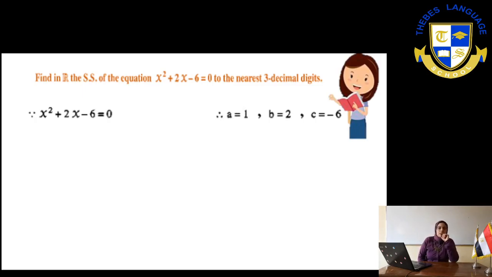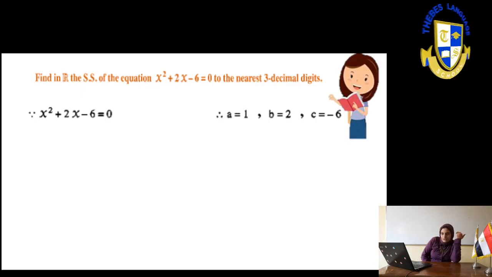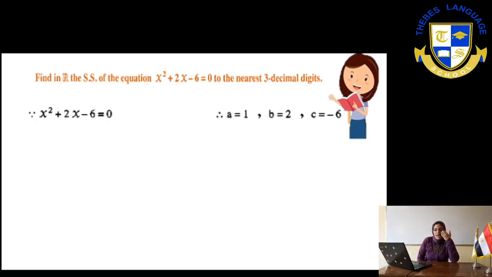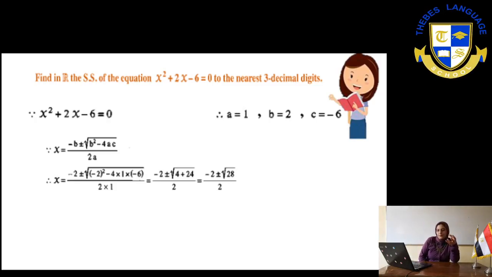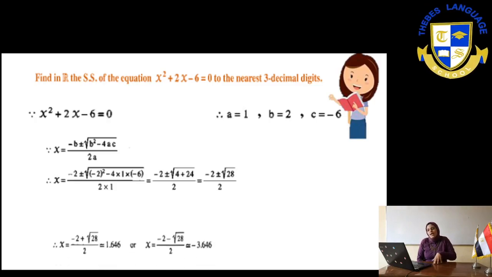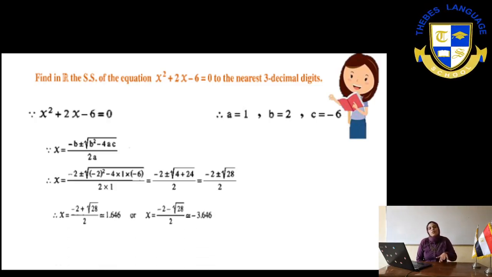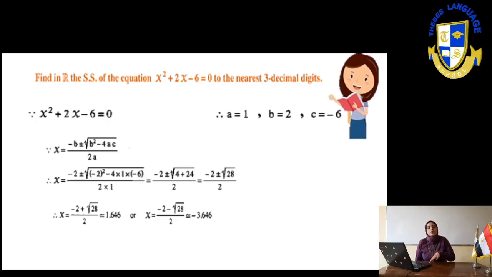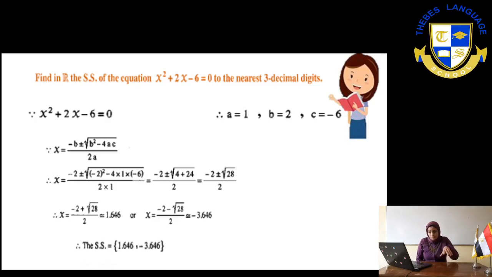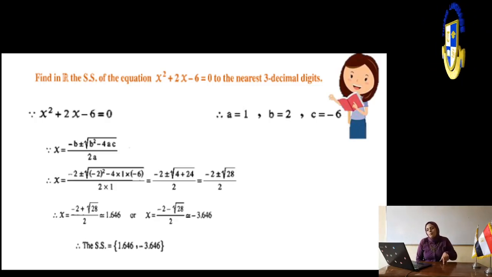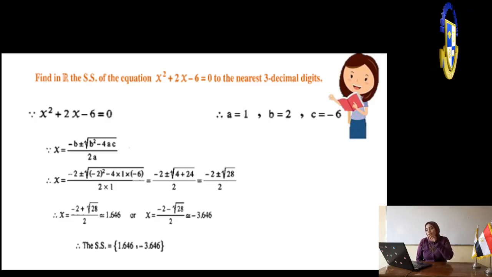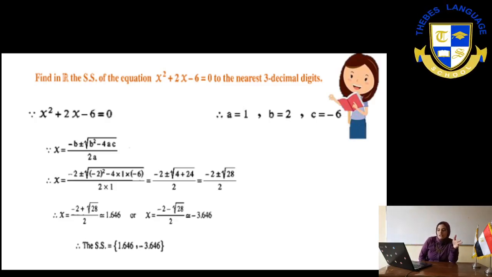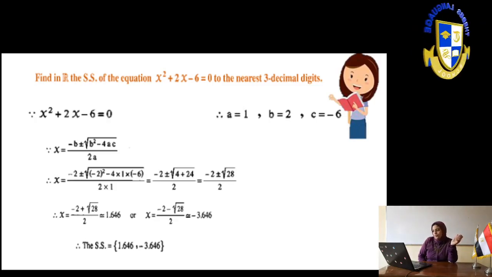c is negative 6. Then we will substitute in the rule we have studied in the previous slide, which is x equals negative b positive or negative square root b power 2 minus 4ac over 2a. I will substitute in the rule, then we will calculate the value of x. We have here two values, 1.646 and negative 3.646. So the solution set here is 1.646 and negative 3.646. These numbers are already approximated to the nearest 3 decimal digits.